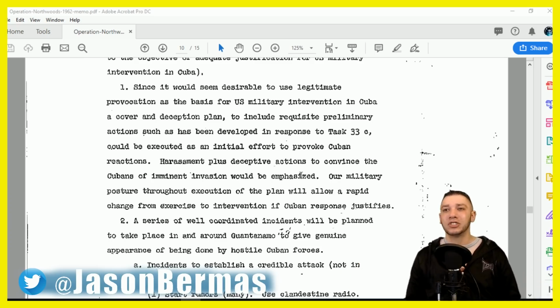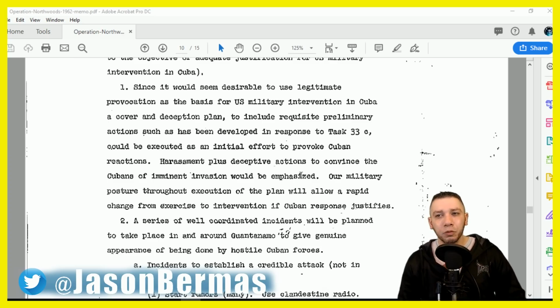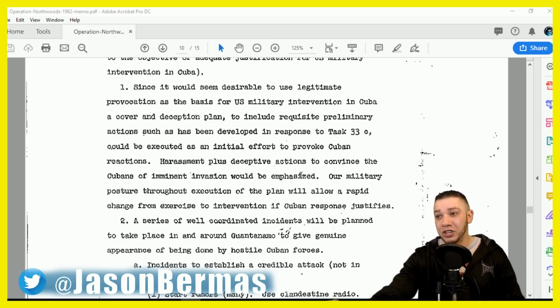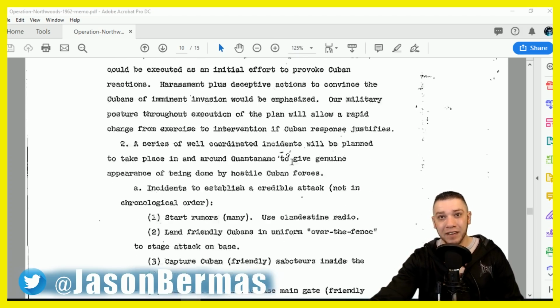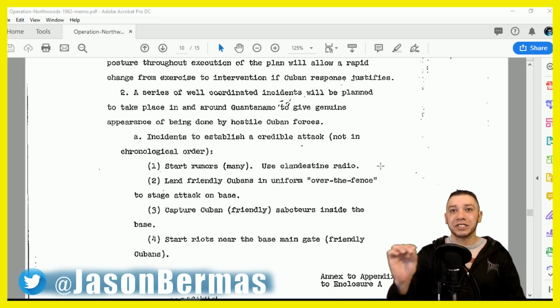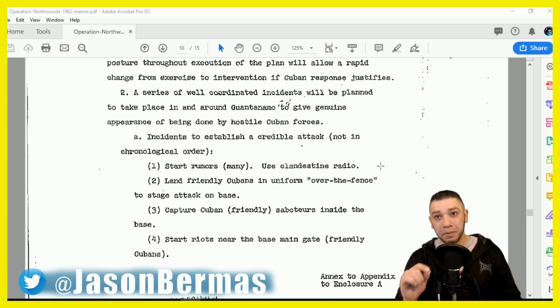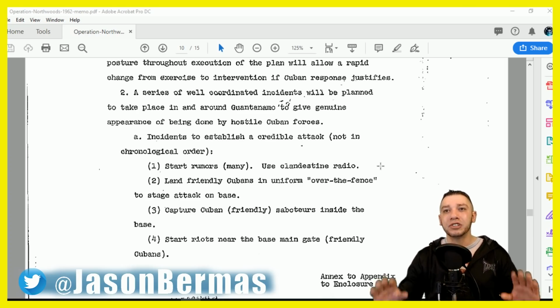Harassment and deceptive actions. Isn't our government lovely? We're the good guys. Our military posture throughout execution of the plan will allow a rapid change from exercise to intervention if Cuban response justifies. Okay? A series of well-coordinated incidents will be planned to take place in and around Guantanamo to give genuine appearance of being done by hostile Cuban forces. Incidents to establish a credible attack.